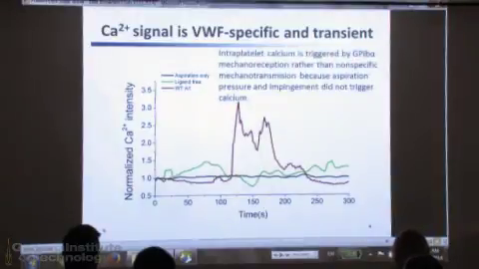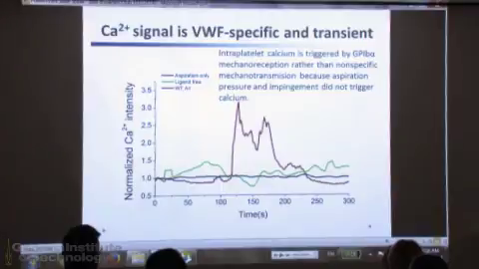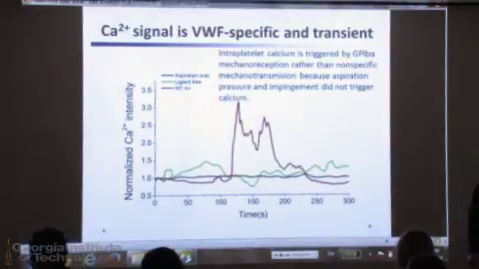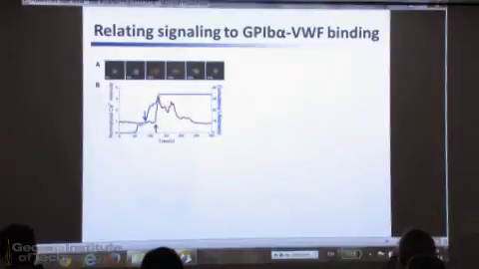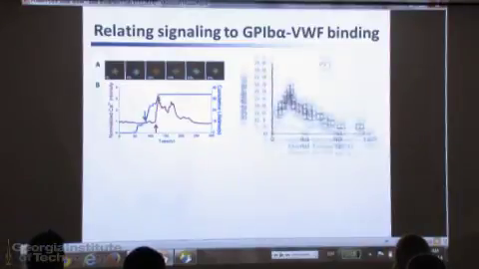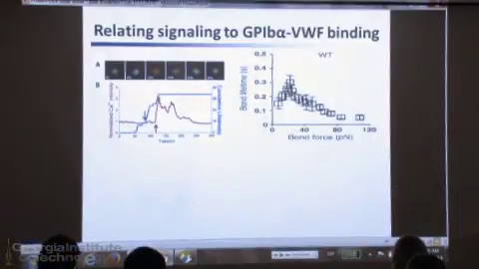So I'm going to conclude that the intraplatelet calcium is triggered by GP1B alpha mechanoreception rather than non-specific mechanotransmission, because aspiration pressure and impingement of the pipette on the platelet did not generate any calcium signal. Right? So now you've seen the images here and the data graph here. This is the interaction with a wild-type von Willebrand factor A1 domain.